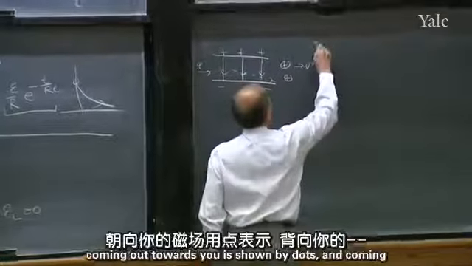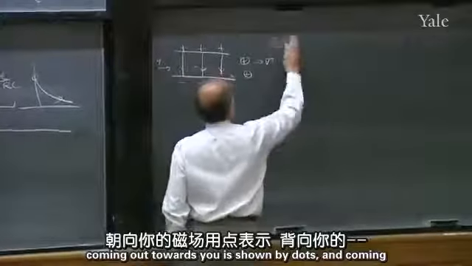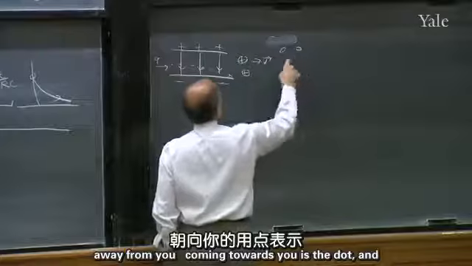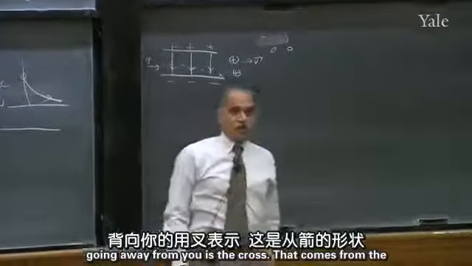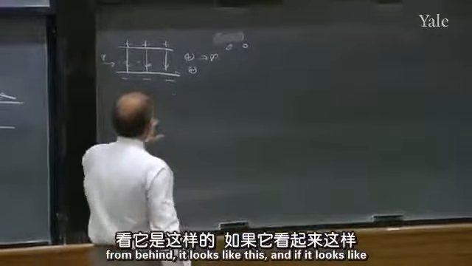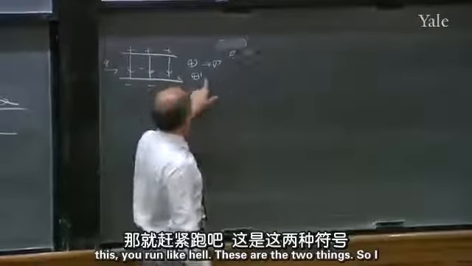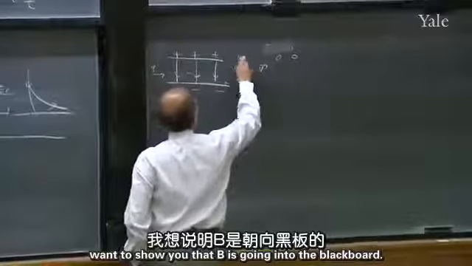Magnetic field coming towards you is shown by the dot, and going away from you is shown by the cross. That comes from the arrow. If you look at an arrow from behind, it looks like this, and if it looks like this, you run like hell. So these are the two things. So I want to show you the B is going into the blackboard.